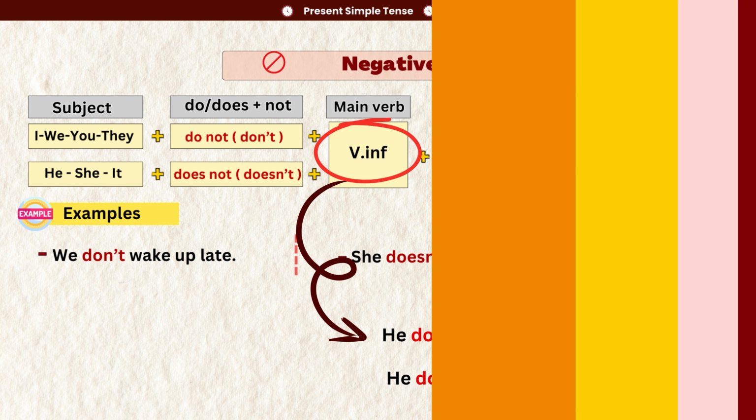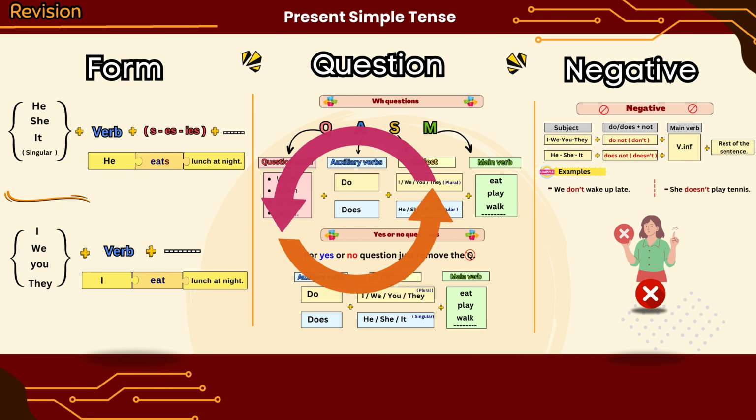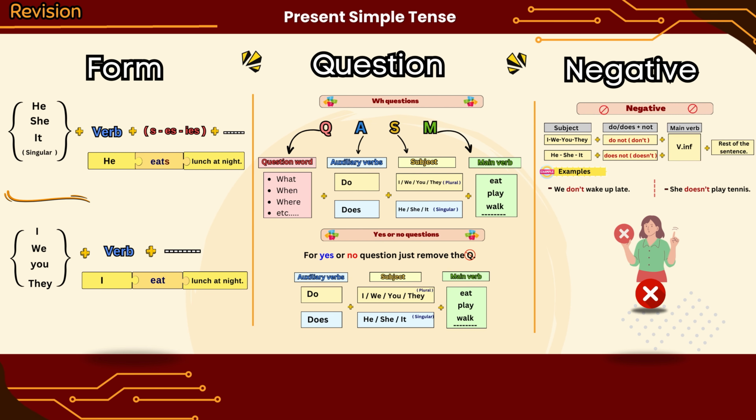Now, let's make a fast revision. We use this tense to talk about facts or repeated actions. To make a sentence, if the subject is he, she, it, or singular, we add s to the verb. If the subject is you, we, they, or plural, we don't add anything. Verb in infinitive. To make a question, QASM. To make it negative, don't or doesn't. And note, after the verb to do, always the verb in infinitive.